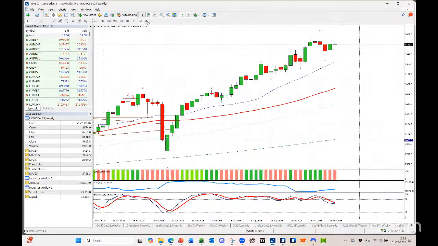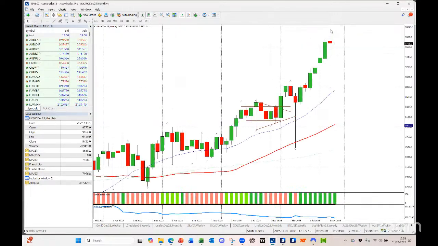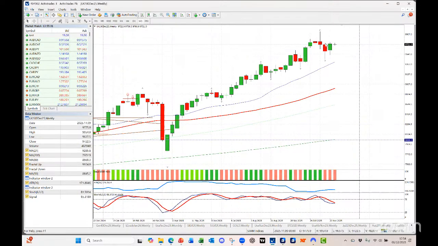Bit closer to home, FTSE. If I look at the monthly chart there, the monthly candle for the FTSE shows a bit of indecision. I'd call that a high wave candle, small body, big wicks to both the north and the south. If we go down to the weekly chart, people will say, well, actually, Paul, we did have a little bit of a bullish move last week, and I'd grant you that.